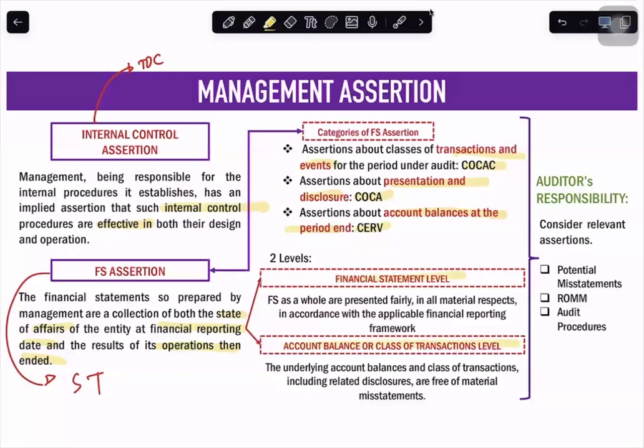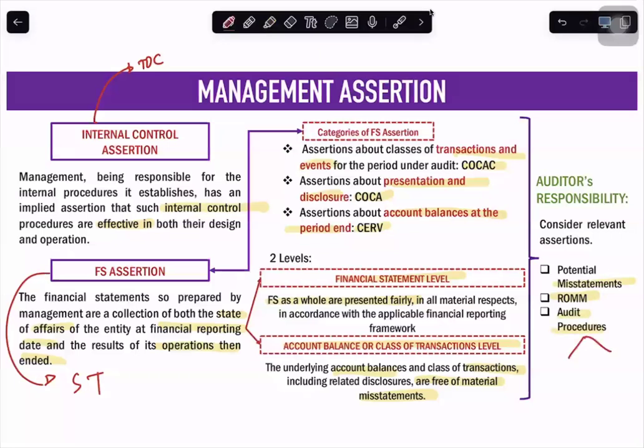And then your FS assertion can be at financial statement level or account balance or class of transaction level. So on your FS level, that the FS as a whole are presented fairly. And then for account balance, that the account balance or transactions are free from material misstatement. So our main responsibility is that the FS as a whole is not materially misstated, or the balance is not materially misstated, or the transactions are not materially misstated. Therefore, your responsibility is to consider the relevant assertions based on these particular levels. So we look into potential misstatements, the risk of material misstatements, and we perform our audit procedures.